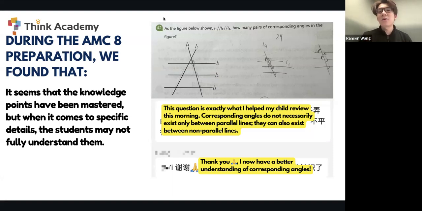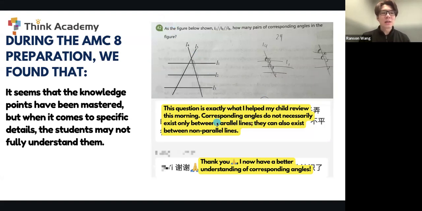But in some other questions, when they say corresponding angles, it does not necessarily mean they're always between parallel lines. They also exist between non-parallel lines. So if you miss this type of tiny detail in the real exam questions, you may make a mistake. You may think, oh, corresponding angles only exist between parallel lines, and so option D is definitely incorrect, so you cross it out. This is just one tiny example.